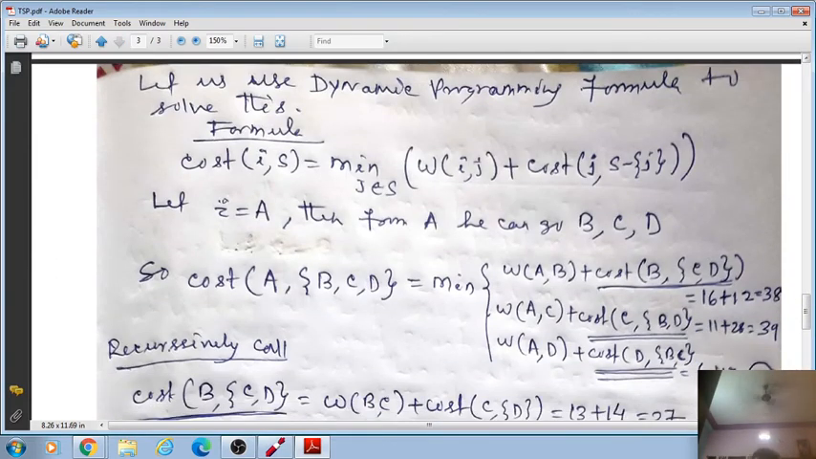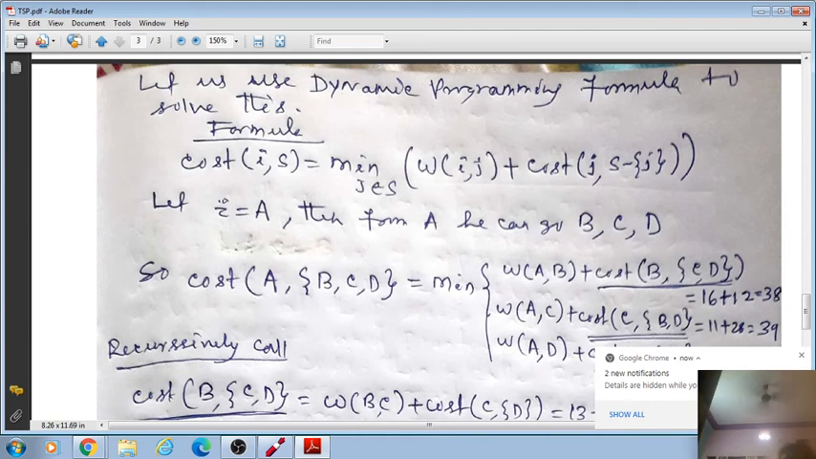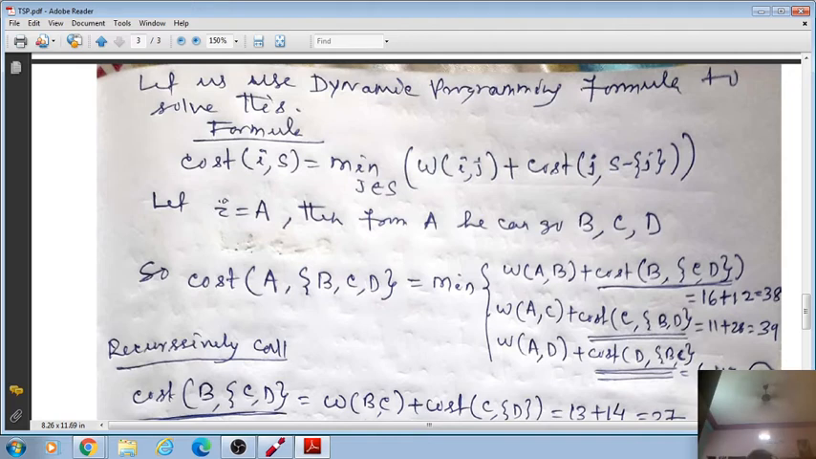What is the dynamic programming formula? I have already said. The formula is cost of i, S, then minimum of weight of ij plus cost of j, then set S minus j, the element j in the set. This j. Then what will it be? How to find these things?